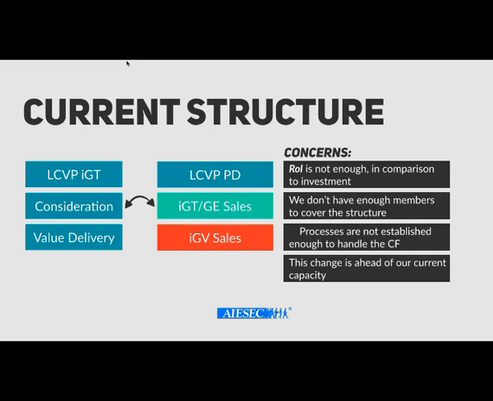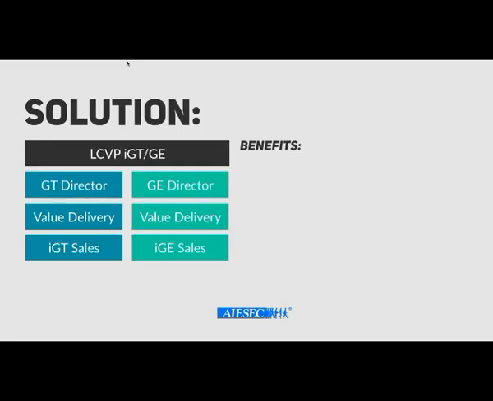And lastly, our conclusion based on the concerns is that we think this change is ahead of our current capacity and that we were too ambitious to change the structure where we actually have very basic problems in the product in IGT. So because of this, we were thinking to move the structure back to the original side, where we have an LCVP, GT, and GE.